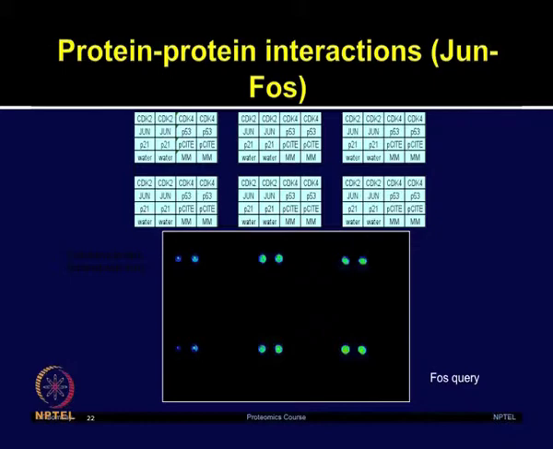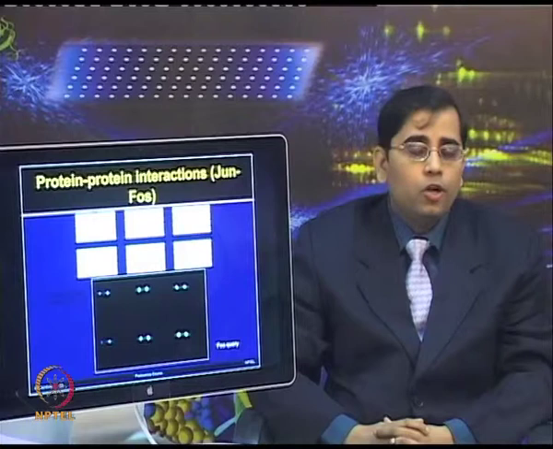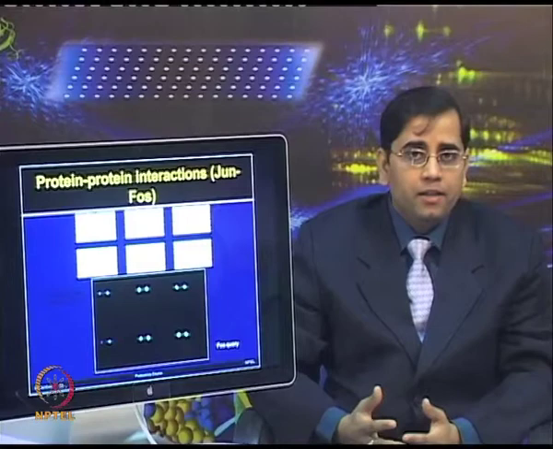Now, if we want to study the JUN and FOS protein interaction and we use FOS as a query protein, the FOS query protein will bind with the JUN spot, and therefore two spots are lighting up as you can see in the slide. In all the 6 blocks, there are duplicates of JUN proteins which are interacting with the FOS protein. So, JUN-FOS interaction can be studied by using this system.